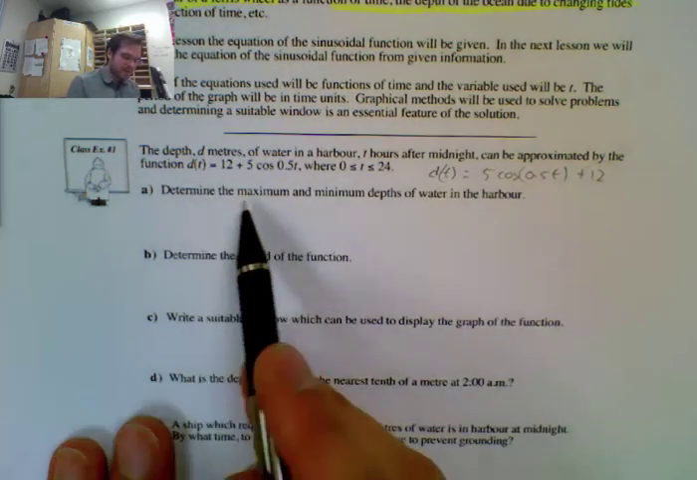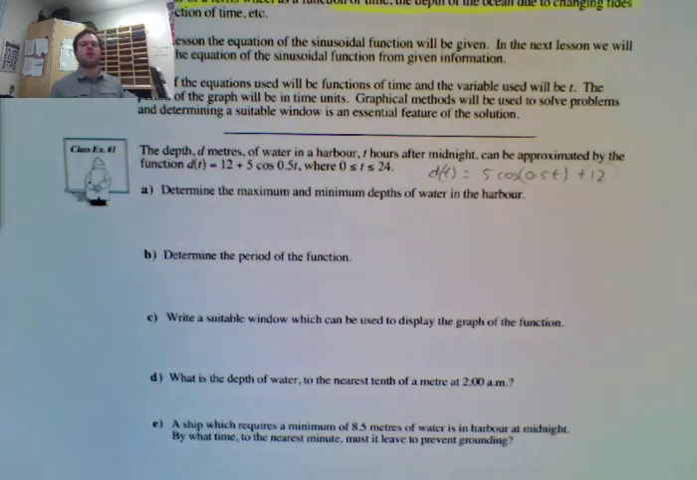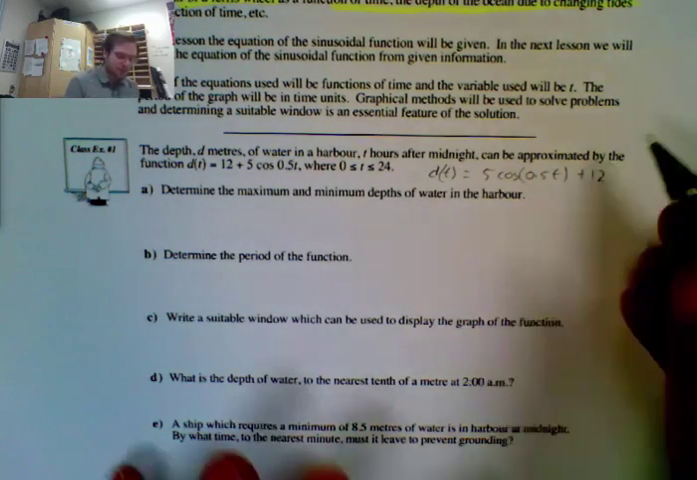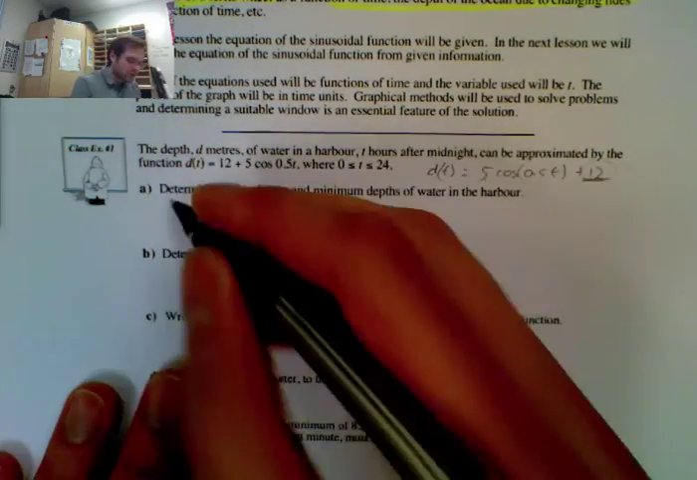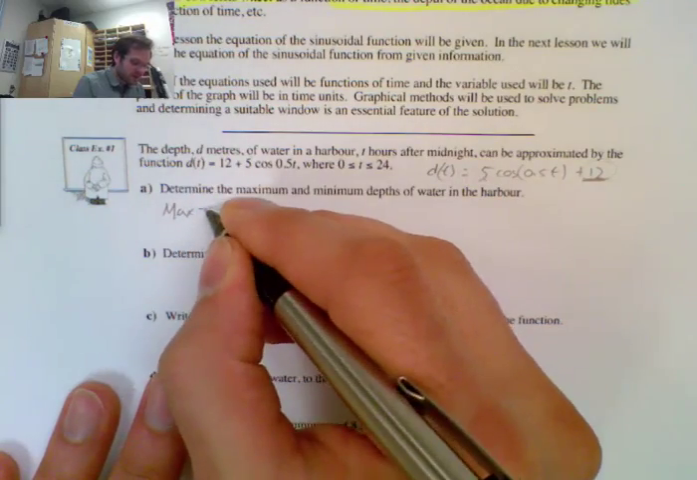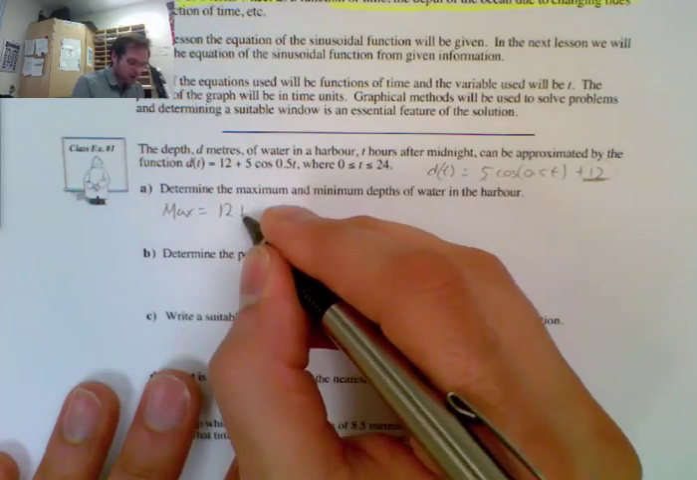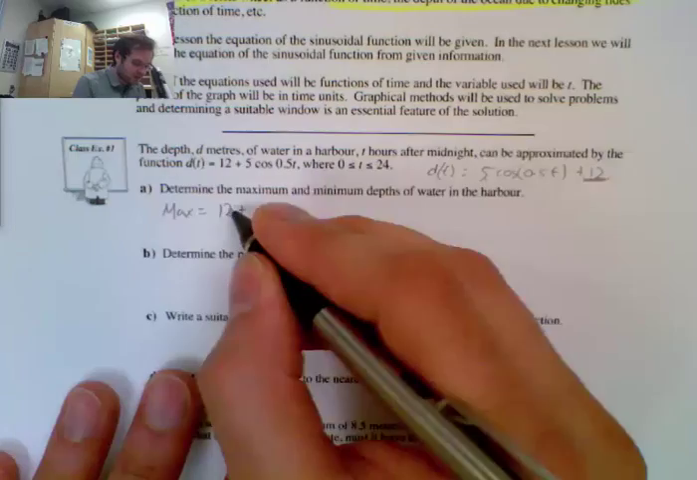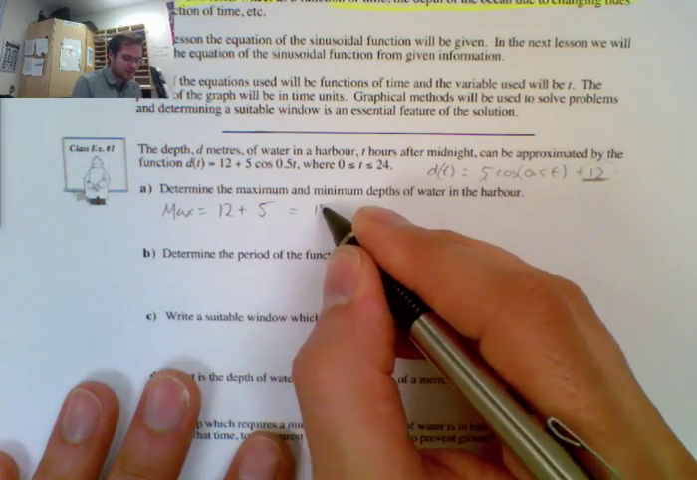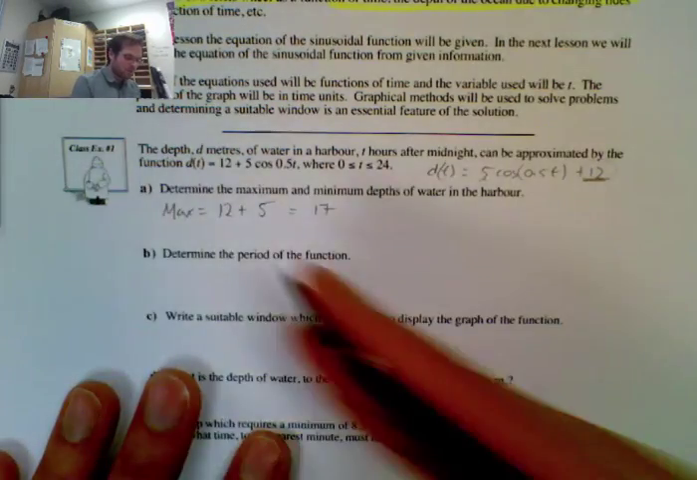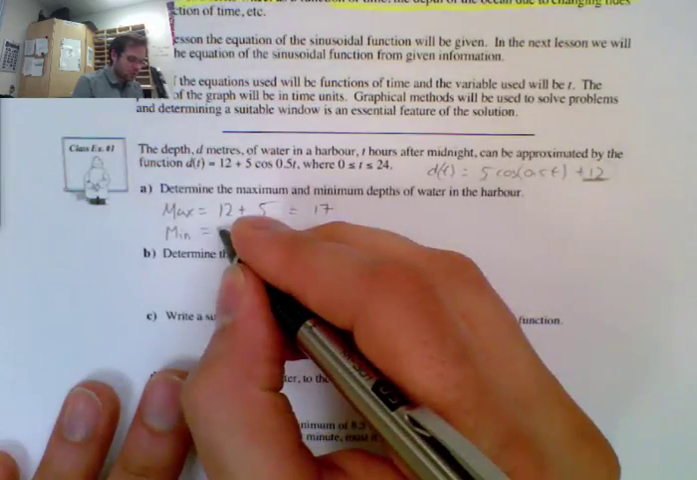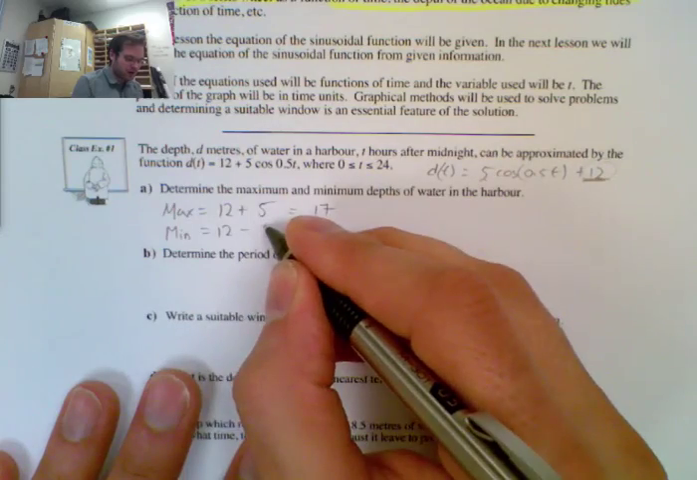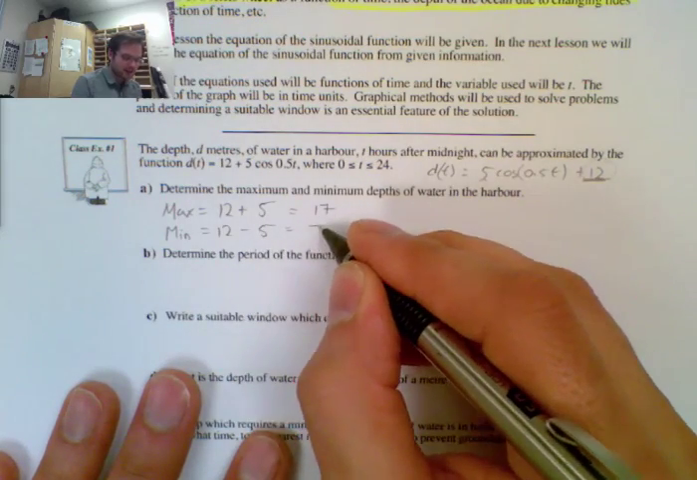So now it wants us to find the maximum and minimum depths of the water in the harbor. Well, my maximum and minimum, that's going to be my distance from my midline, or my vertical displacement, which is going to be my amplitude. So my max is equal to 12 plus my amplitude, which is 5, which is equal to 17, and my minimum is going to be 12 minus my amplitude of 5, which is going to give me 7.